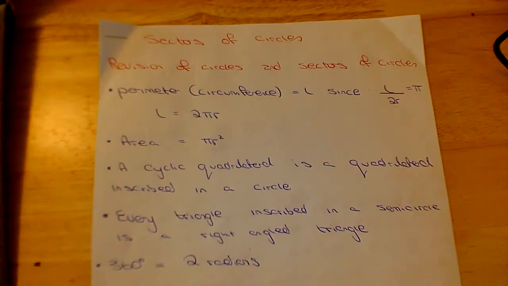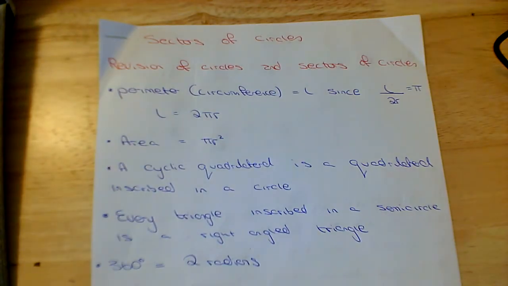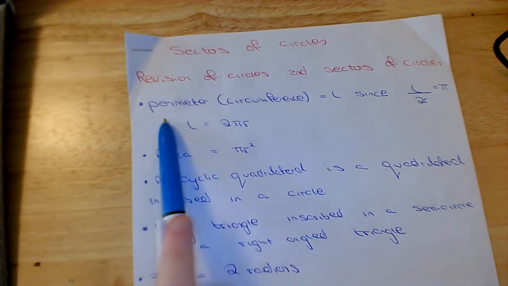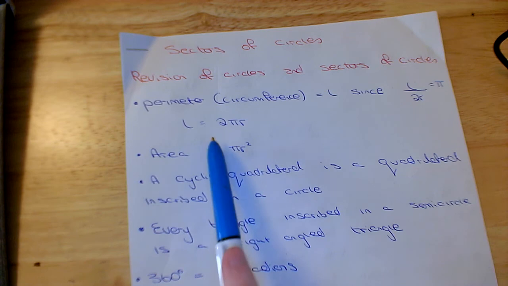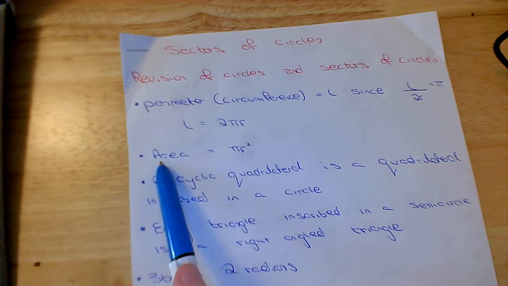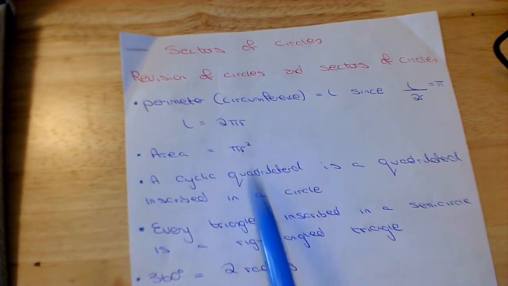Okay, so today we're going to look at sectors of circles. So we're just going to look at basic revision of circles and sectors of circles. So perimeter, okay, so that's the circumference of a circle. The formula is 2 pi r. The area of a circle is pi r squared.